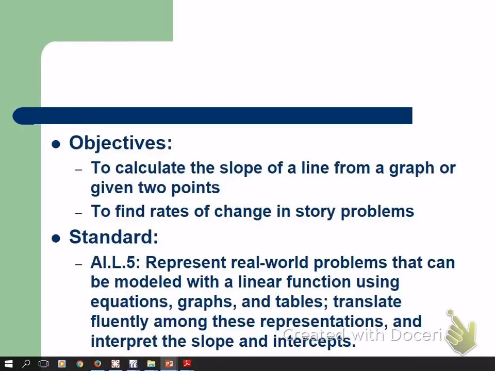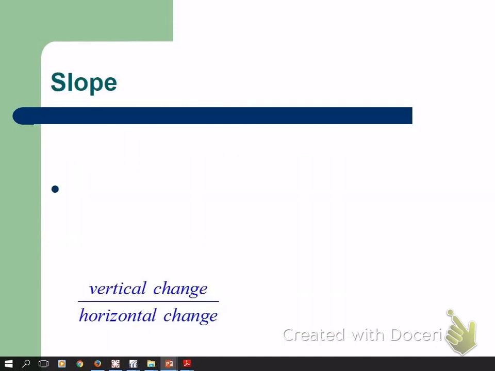It's used throughout a lot of different things in high school math and a lot of other applications, right? So, first thing we're going to work with is slope. By the time we're done here, you should be able to calculate the slope of a line from a graph or from a couple of points. And then we're going to talk about what rate of change is, and be able to figure out the rate of change in a story problem. Okay, so first things first, slope.